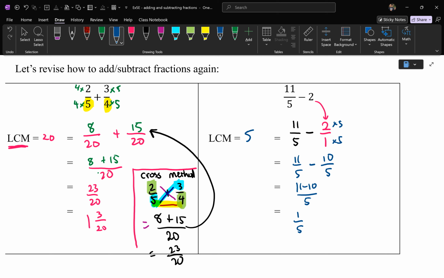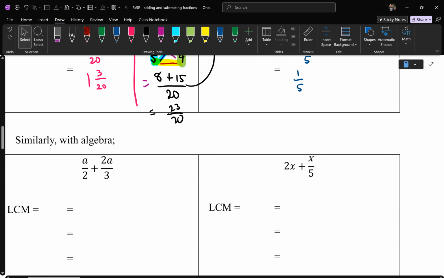Now that's a quick revision of chapter 3, what you did last term on fractions. We're doing the same thing, exact same thing, just with algebra. So it's just with letters. So you have to know like terms, yeah? So here we go. Let's practice. Let's have a look at the first one.